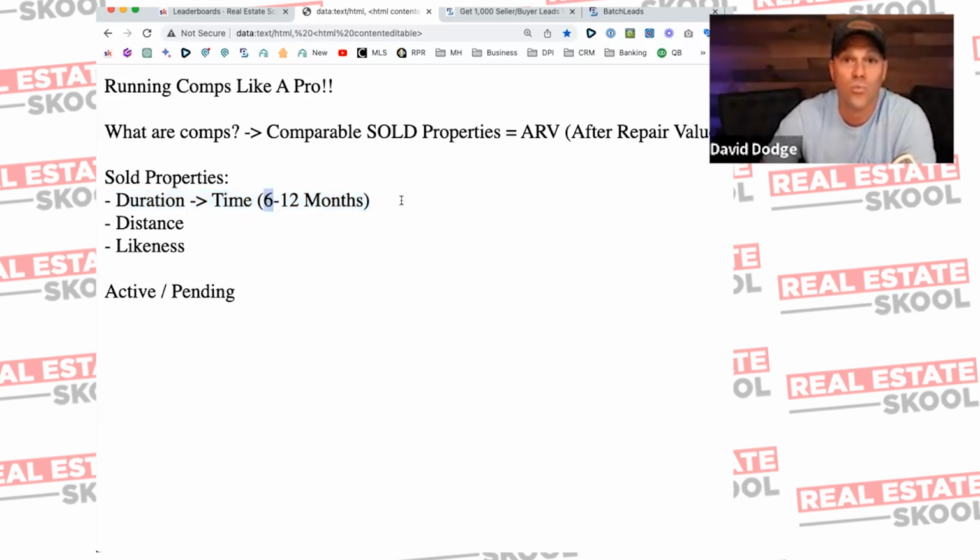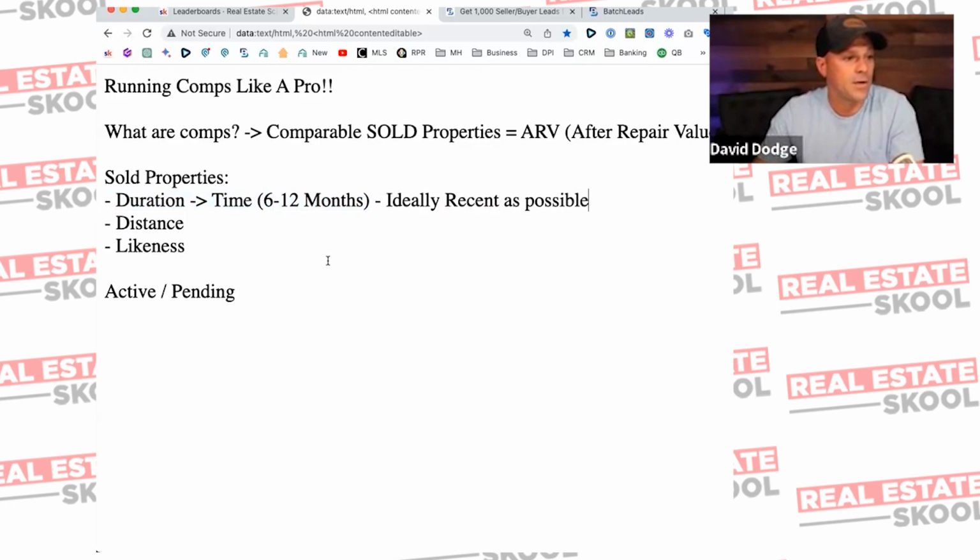Ideally, you want to be as recent as possible. So I'm going to write that in here, recent as possible, okay? When it comes to the distance, right? This is going to be the distance from your subject property to the other properties that have sold in the area recently, okay? So distance, I often like to start at a quarter mile, and I'll sometimes go to a half mile. But again, ideally, the closer, the better.